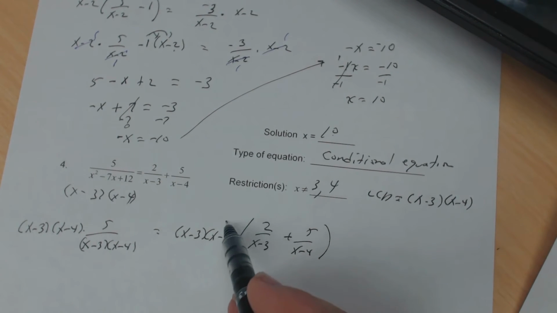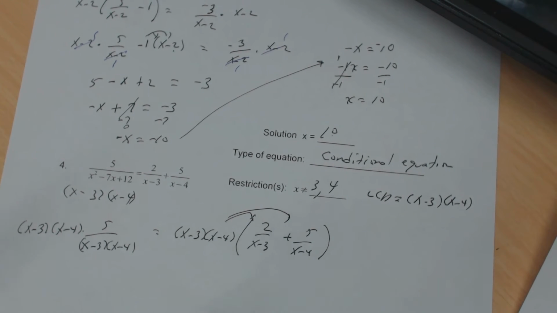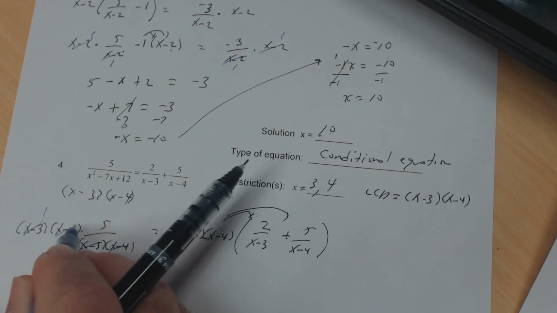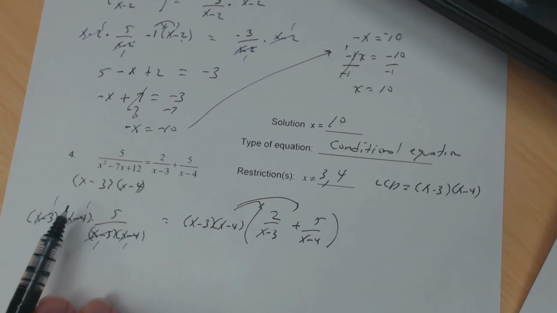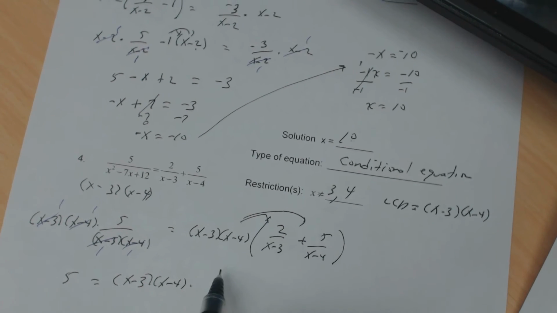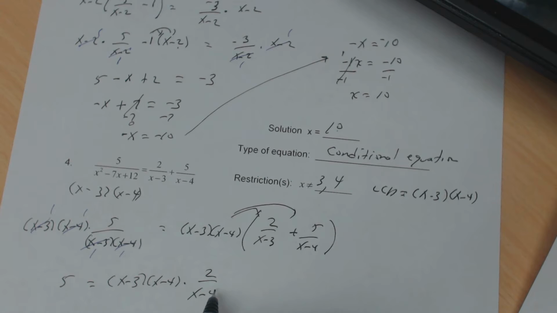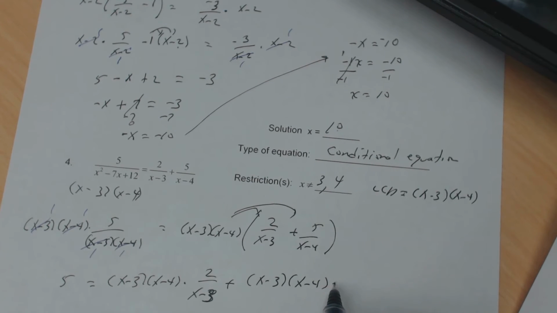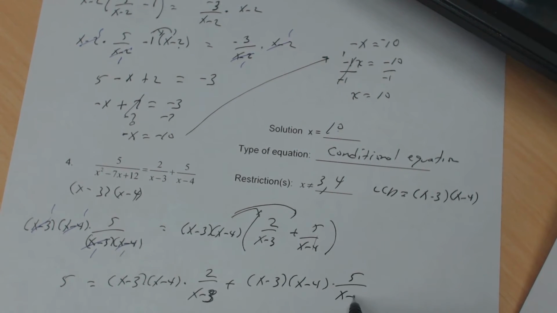Now over here I'm going to distribute, and over here I'm just going to factor and divide out. The x minus 3 divides out, the x minus 4 divides out, and you're left with 1 times 5, which is 5. Over here, distribute the LCD: x minus 3 times x minus 4 times the first fraction, plus the LCD, x minus 3 times x minus 4, times the second fraction.